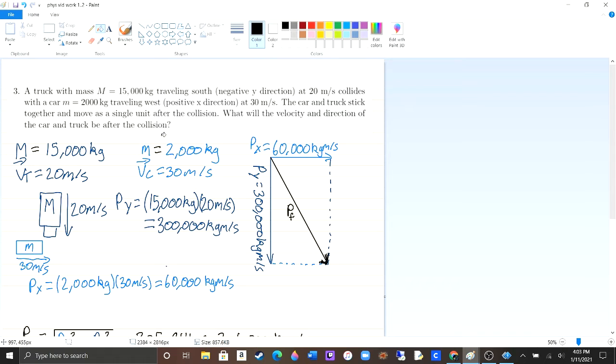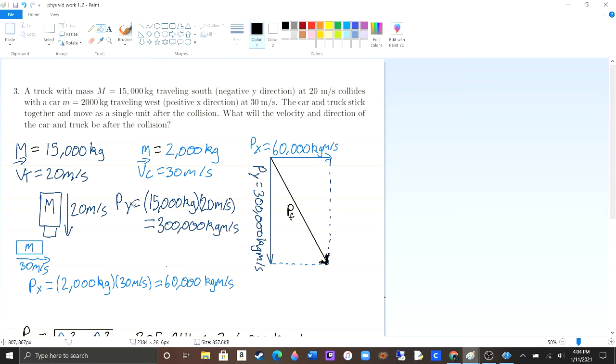So to solve this, we can figure out the momentum of both and their directions, and we can turn that into two different vectors based on their momentum. To solve for momentum, we have our momentum equation, which is P equals mass times velocity. We have a little diagram right here. We have our truck, which is moving south at 20 meters per second, our car, which is moving east at 30 meters per second, and then we find the momentum for both.